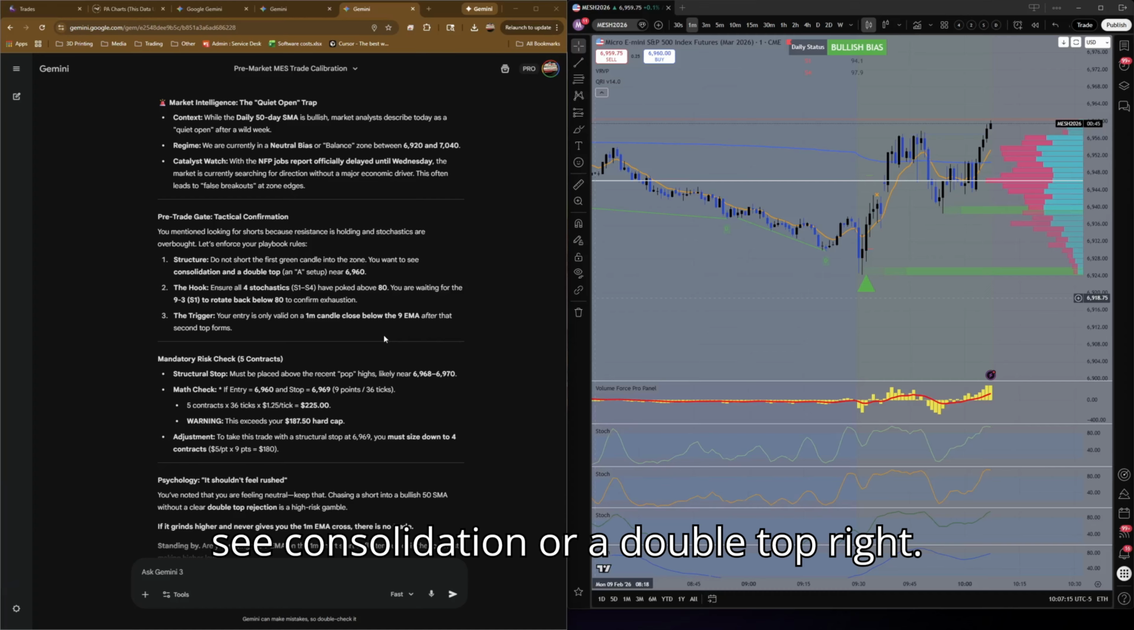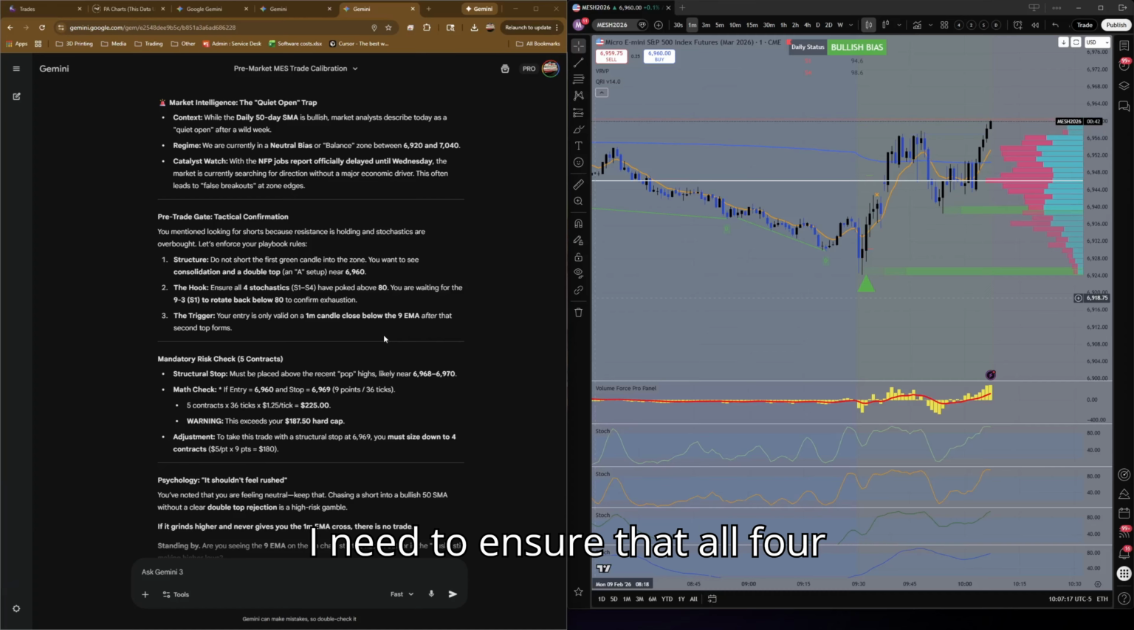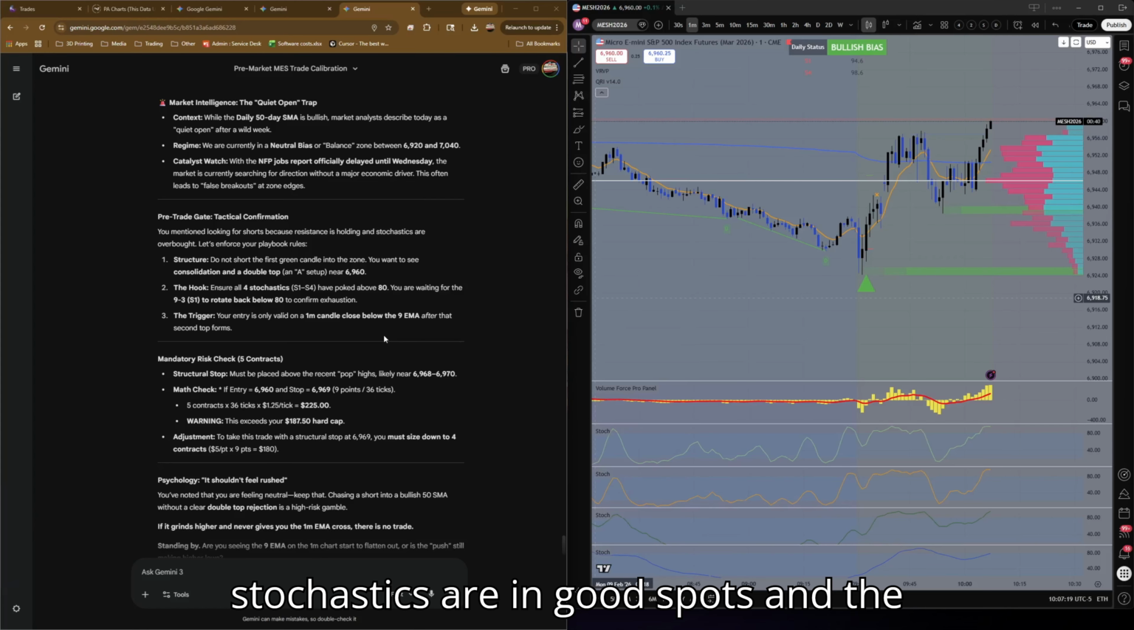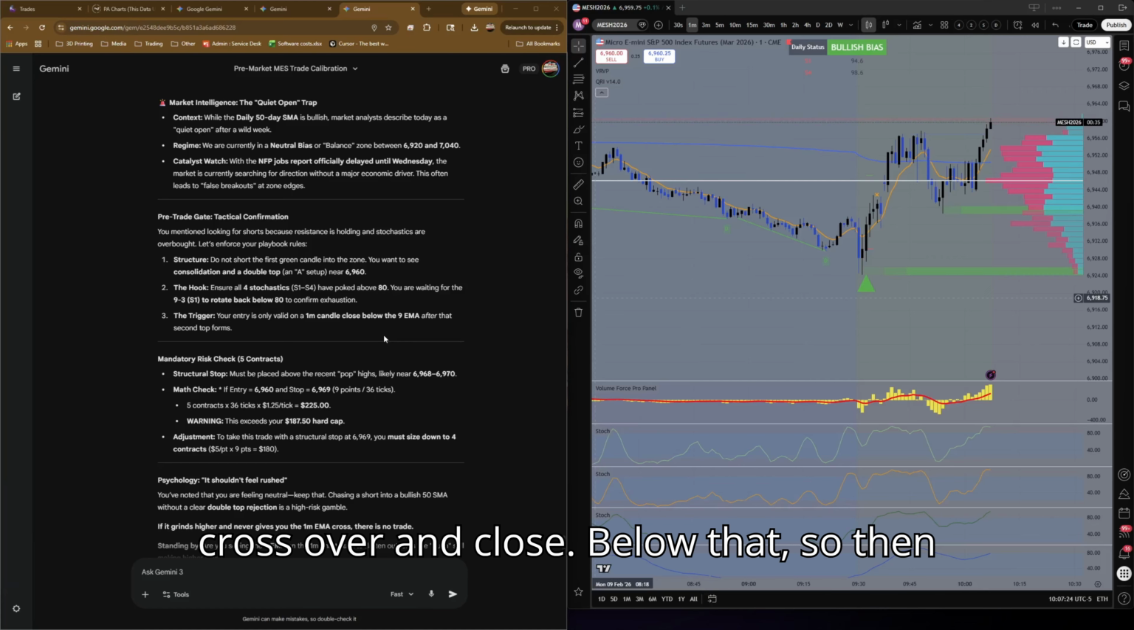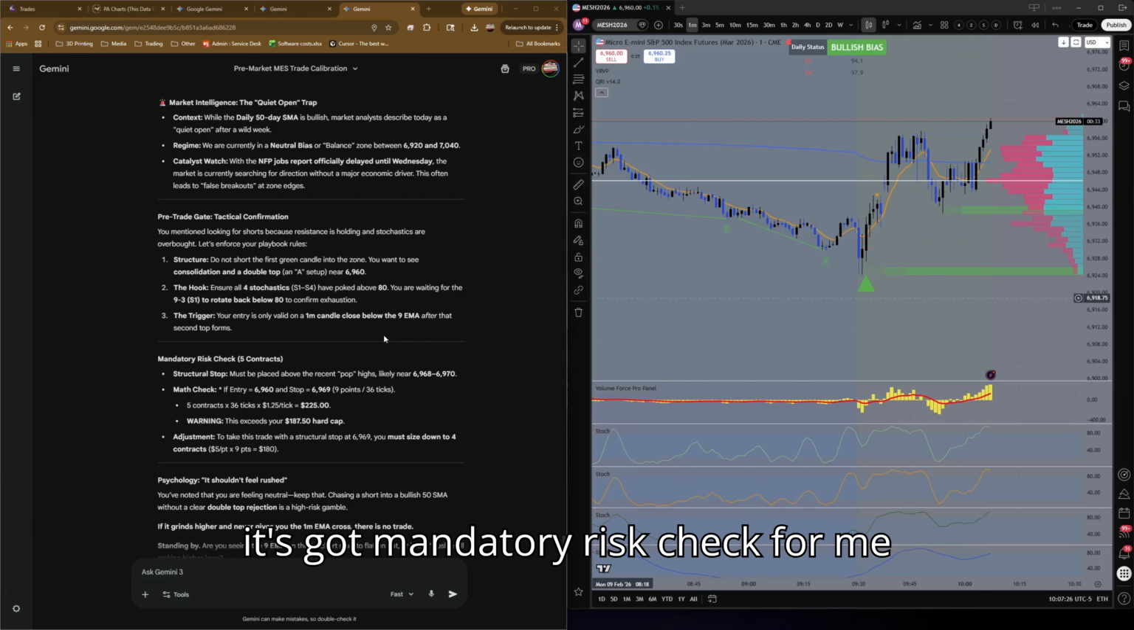Want to see consolidation or a double top, right? I need to ensure that all four stochastics are in good spots. And the trigger, of course, is my 9 EMA. It has to cross over and close below that. So then it's got a mandatory risk check for me.